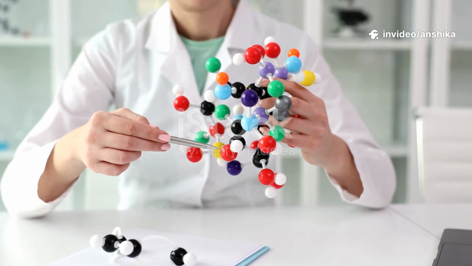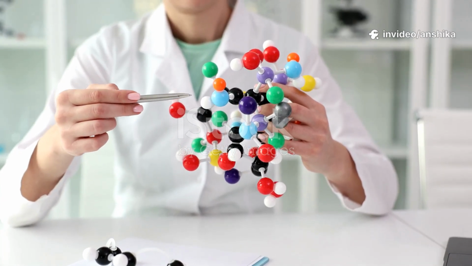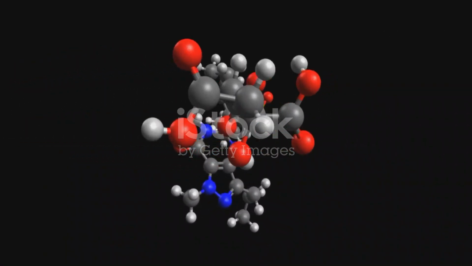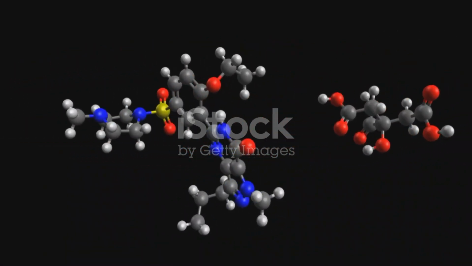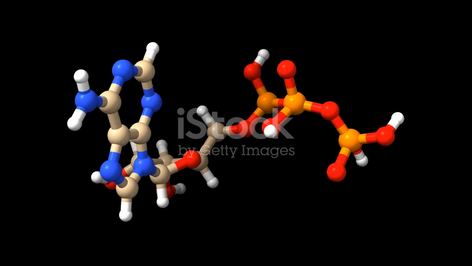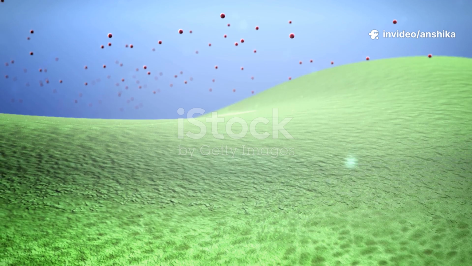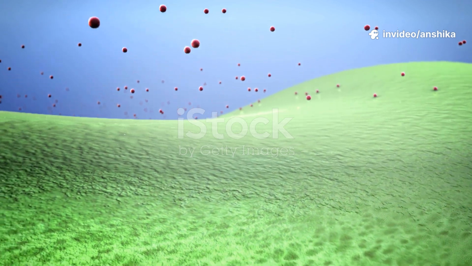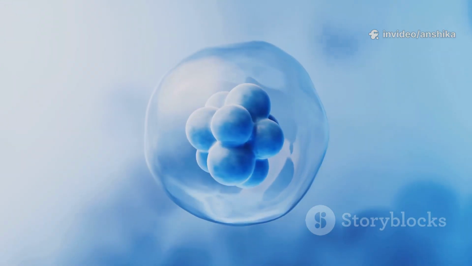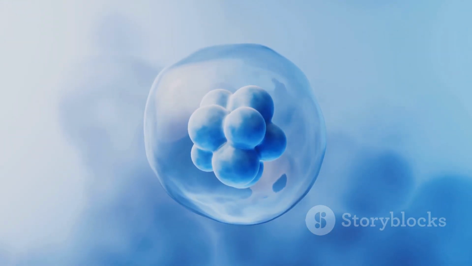Glycolysis is a fundamental metabolic pathway. It is the sequence of reactions that converts one molecule of glucose into two molecules of pyruvate. This process releases energy in the form of ATP and NADH. Glycolysis takes place in the cytoplasm of the cell. It does not require oxygen, making it an anaerobic process.